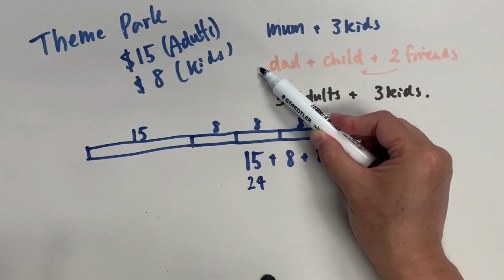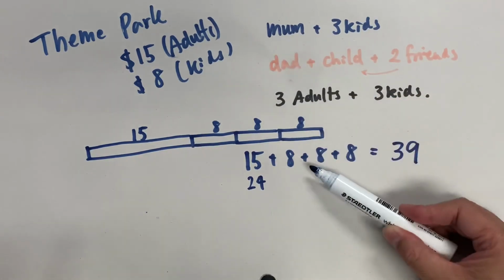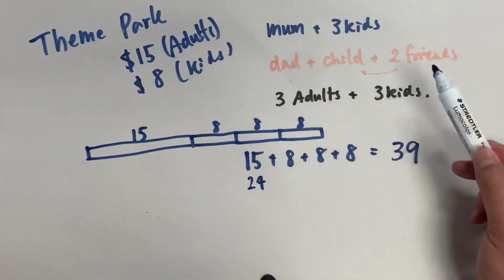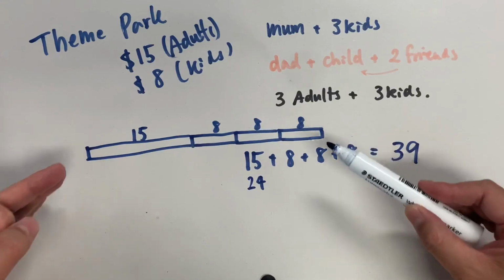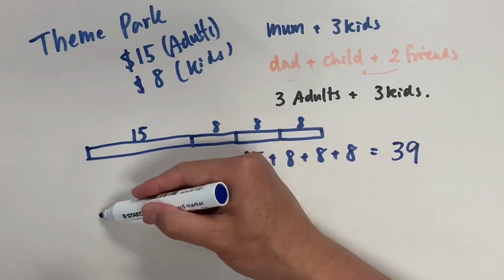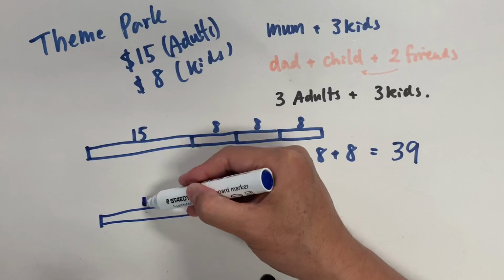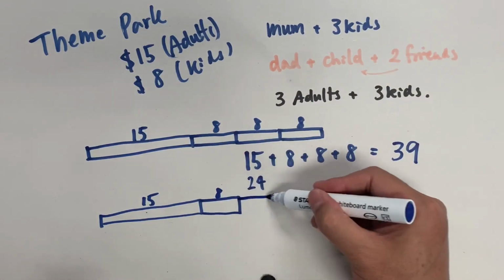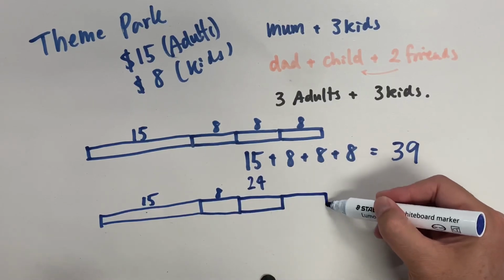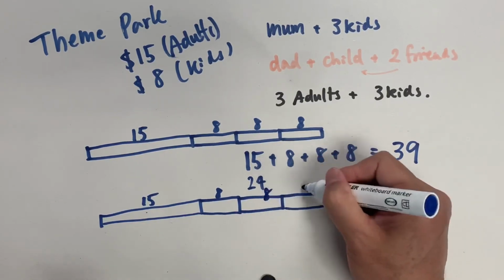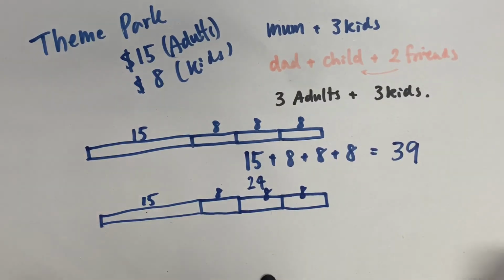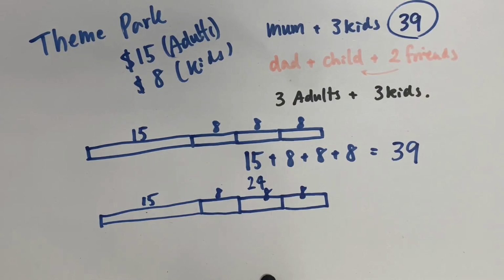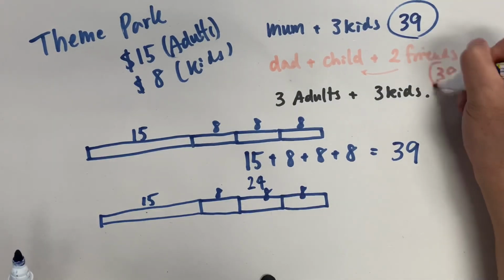Now, have you realized this is exactly the same? So that's dad and a child and 2 friends. If you draw a bar model, you could clearly see that's exactly the same. That's $15 for dad. His child is $8. Then 2 friends. Also, that's 2 lots of 8s. So that's exactly the same. So that's $39. This is also $39.